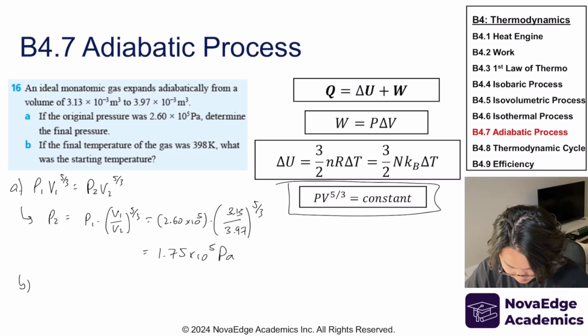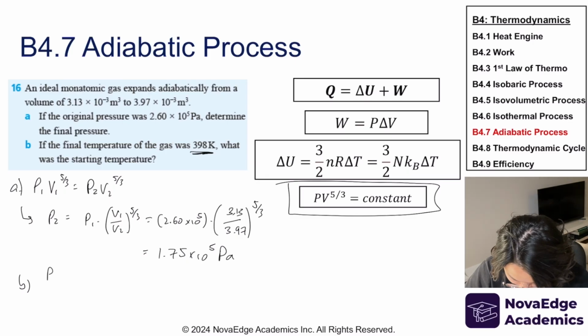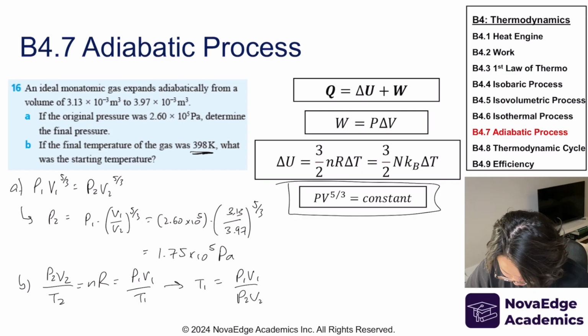Okay, so for B, if we know the final temperature of the gas is 398 Kelvin, what was the starting temperature? Well, this one we can always use the PV equals nRT correlation, right? So P2 V2 over T2 is nR, which is a constant. That means that P1 V1 over T1 also has to be true as well. So isolating this, T1 is equal to P1 V1 over P2 V2 times T2. Plug these values in.